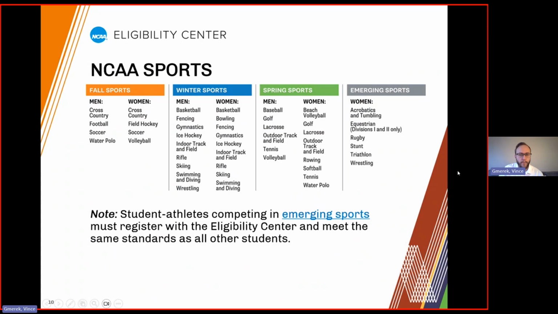Now, there are emerging sports listed in that far column on the right. Emerging sports are not sports that are currently sponsored by the NCAA, but they are emerging to the point that they may end up being full NCAA sports sometime in the coming years. So students in emerging sports must still register with the Eligibility Center and have to meet all of the same standards as all other students.